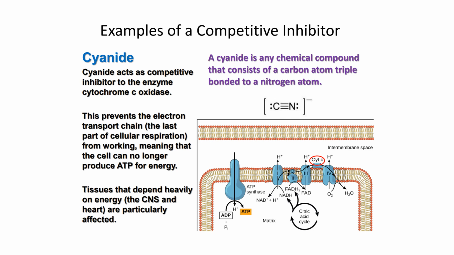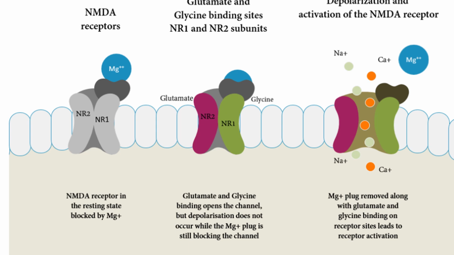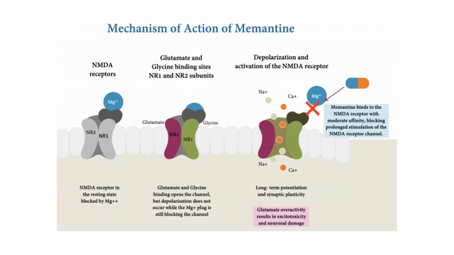As a result, a cell cannot use oxygen even though it's present. This causes chemical suffocation. The brain and the heart are most affected because they need constant ATP. Now let's see the example of memantine, which is a non-competitive inhibitor of the NMDA receptor.